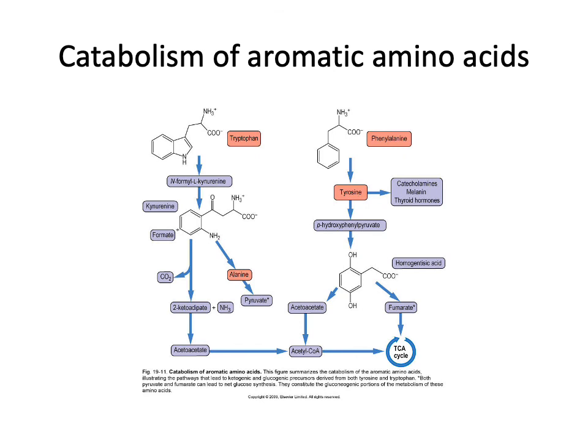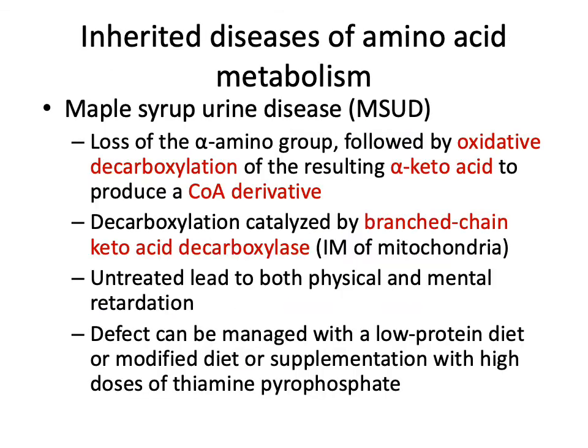Again, feeding ultimately into the TCA cycle, and tryptophan though can break down into alanine, which can feed into pyruvate. Now I'm showing you this because I want to talk a little bit about inherent defects in amino acid metabolism, and there are some in the breakdown of these amino acids, but there are others as well.